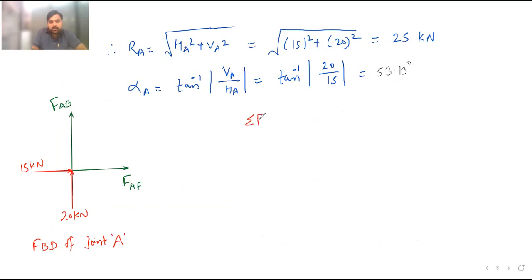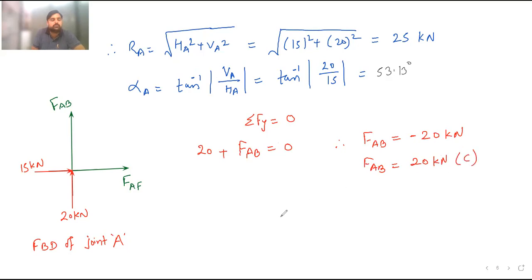Now if I apply summation Fy equal to 0, then here you can see 20 is moving upward plus FAB is also moving upward, FAB is equal to 0. So therefore, if you solve, what is the value of FAB? 20 goes to the other side and becomes minus. Minus 20 kilonewton. So it means that FAB is equal to 20 kilonewton, but it is compressive, because the negative sign was there.